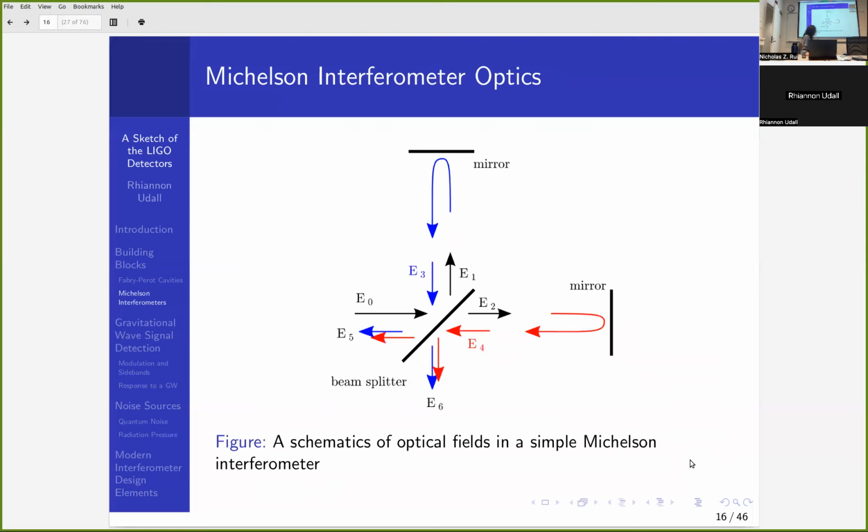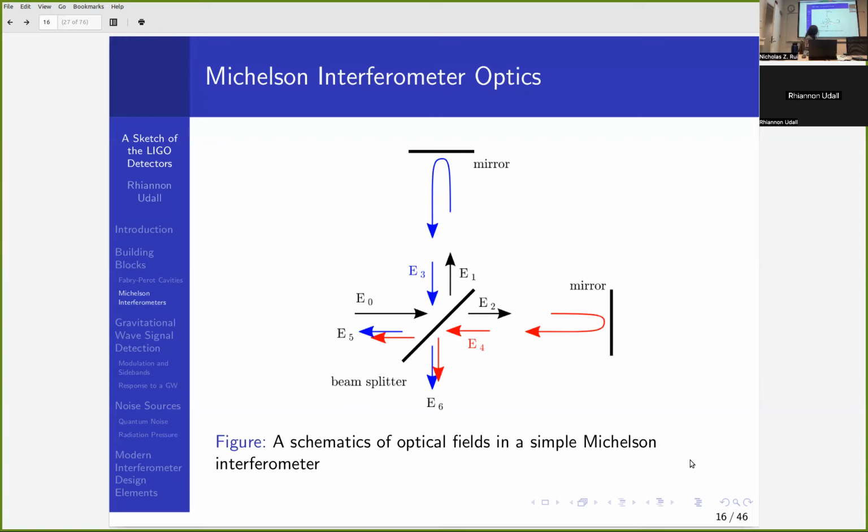Okay, so this is a brief schematic of what this looks like. So we have a beam incident on the beam splitter. Part of it gets reflected, goes up to the Y arm, bounces off the end test mass, comes back, transmitted to the output port. The other beam is transmitted through the beam splitter, reflects off the X test mass, bounces back, reflects, and then these recombine at the output port.